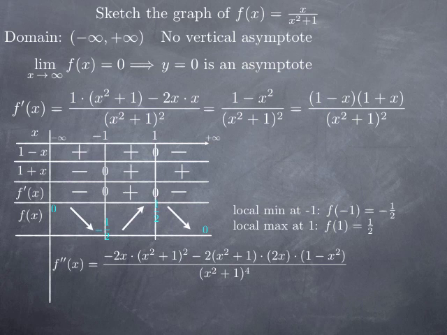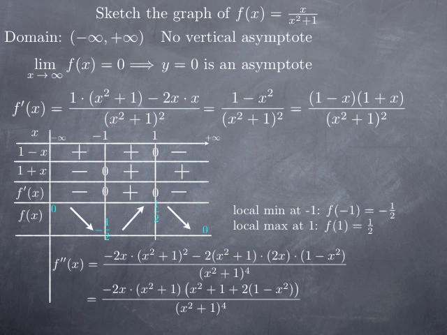Now we want to simplify that because we're interested in the sign of the second derivative. You can see that we have a sum of two terms, and in each one of them we can factor out negative 2x and also x squared plus 1. So this is what I'm going to do. If I factor out negative 2x times x squared plus 1, in the first term it's multiplied by x squared plus 1 because I have x squared plus 1 squared. In the second term, if I take out negative 2x and x squared plus 1, what remains is 2 times 1 minus x squared.